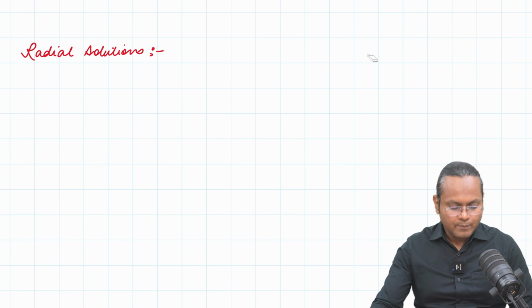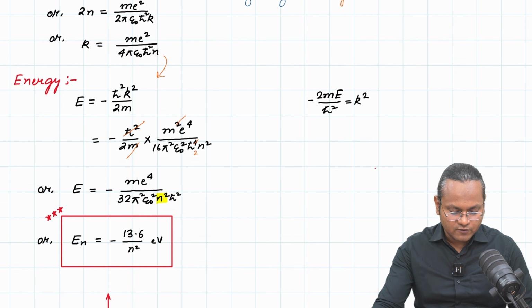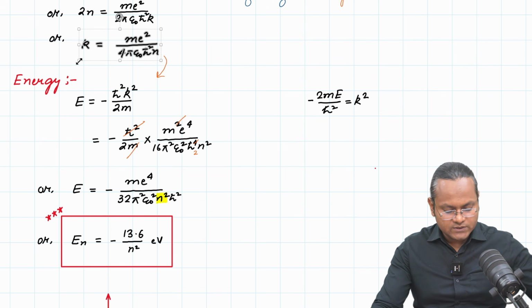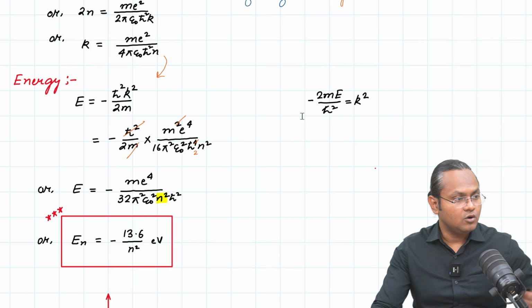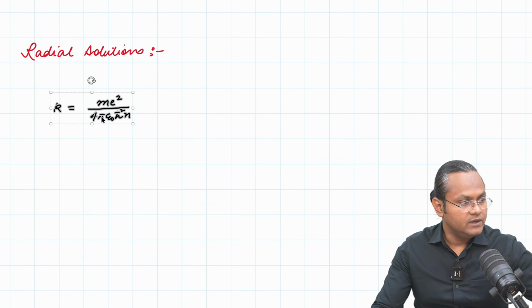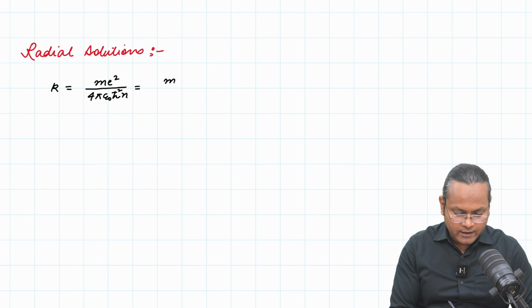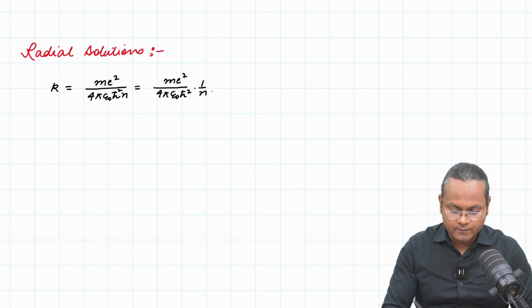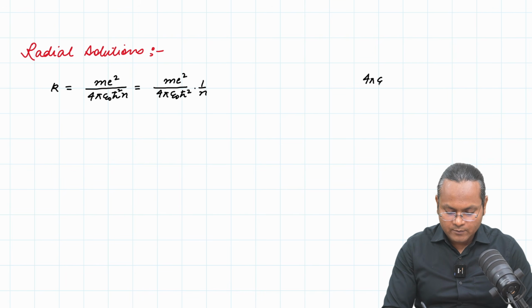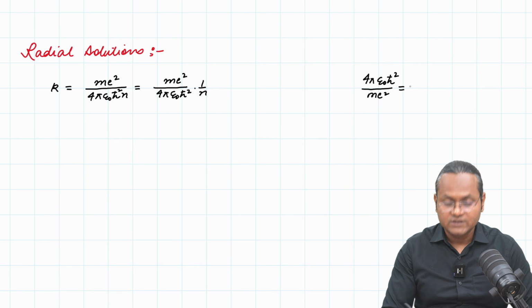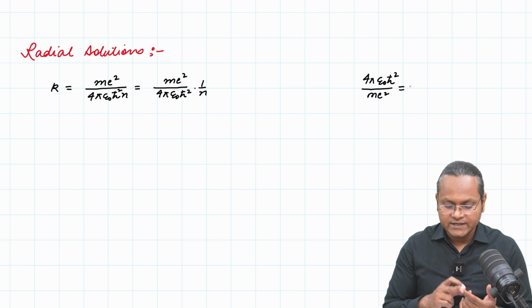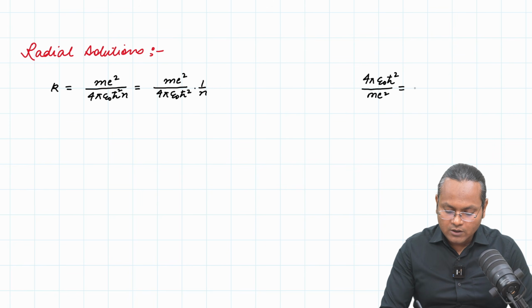So now it's time to wrap up our calculations. Let us look back at some of our substitutions. First, k equals me square upon 4 pi epsilon naught h cross square, which can be simplified to me square upon 4 pi epsilon naught h cross square times 1 upon n. Here, 4 pi epsilon naught h cross square upon me square is entirely a constant. These are all constants. We will call it a.